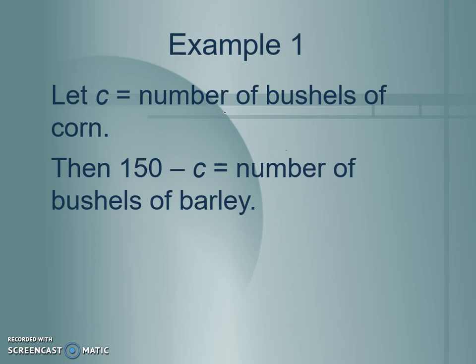Well, if some of what we're doing, the corn, is our C, and we know we're going to have 150 bushels total, then our barley can be represented by 150 minus whatever our corn bushels are going to be. So 150 minus C, this expression right here, that's going to be our barley.